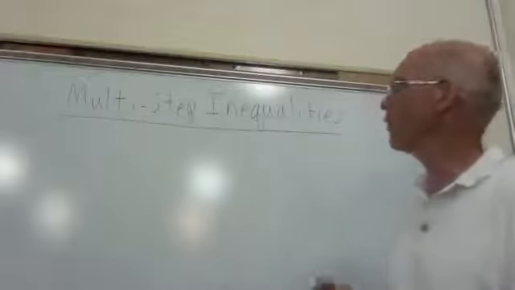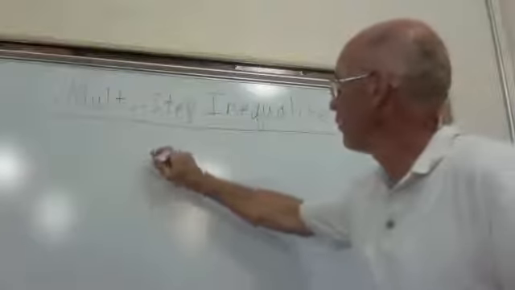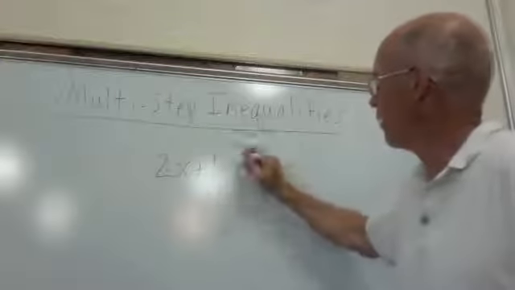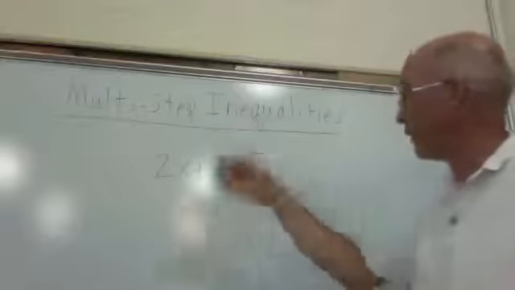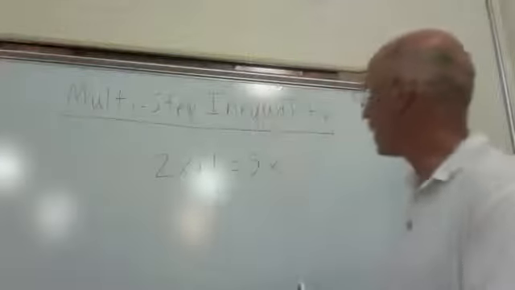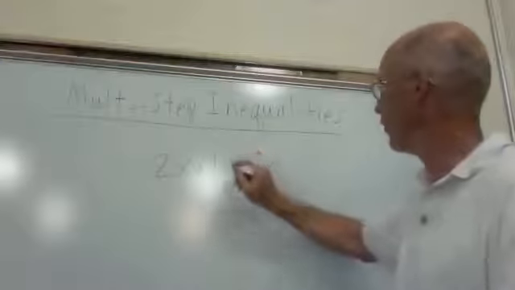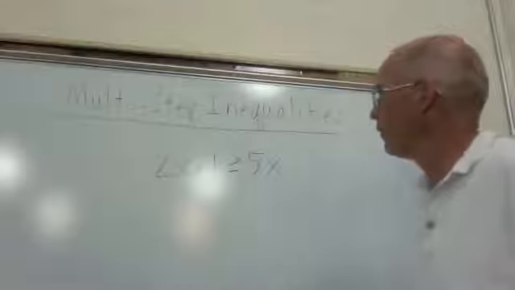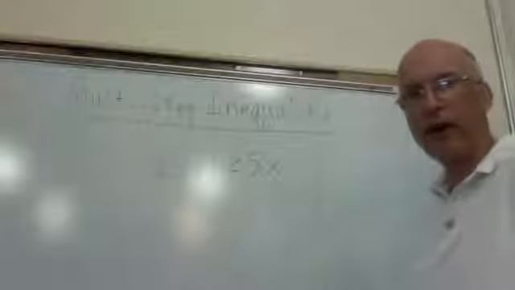You know how to solve multi-step equations, like if it was 2x plus 1 equals 5x or something like that. You could solve that, get the x's on one side, get the numbers on the other. Well, it's not very much different if they change this to like greater than or equal to, okay? We're going to get the x's on one side, we're going to get the numbers on the other, and then we'll have an answer.